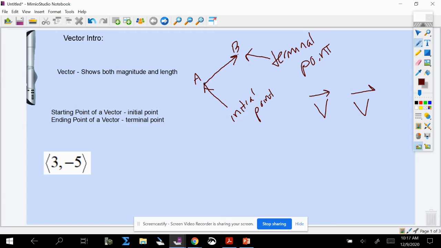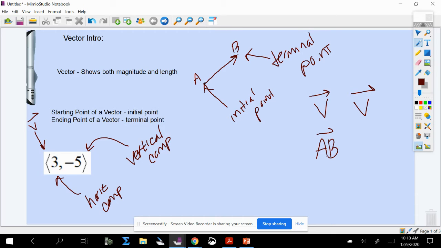So we could have vector AB, meaning we start at A and we go in the direction of B. When we write vectors, there's a couple ways to do it, but the one that you'll see most often in a calculus setting is to put them in these pointed brackets. So when you see something like this, it is vector notation. The first number is referred to as the horizontal component, which should not surprise you. And the second number is referred to as the vertical component.